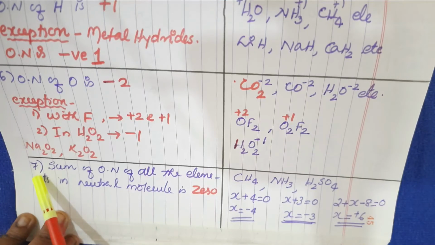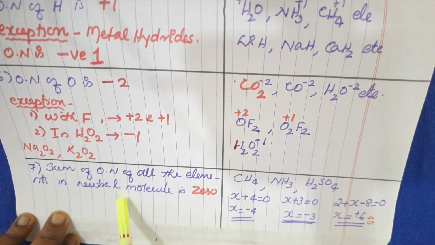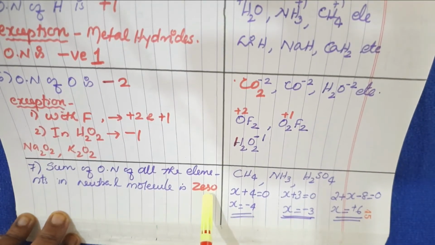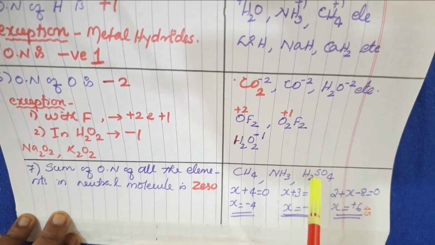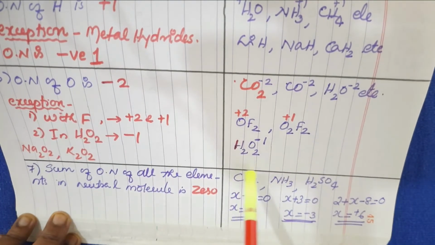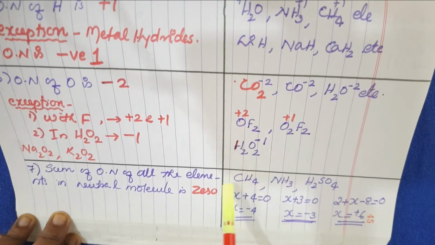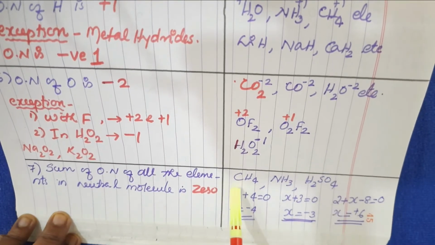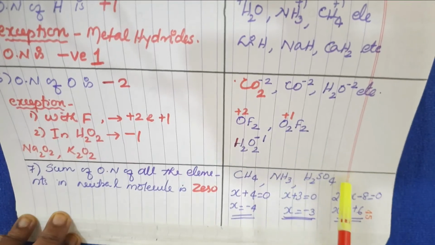Now see the seventh rule. The sum of oxidation numbers of all the elements in a neutral molecule is 0. What's the meaning? What is a neutral molecule? A neutral molecule means there is no charge. Here, in the case of methane, ammonia, H2SO4, you can see they are neutral molecules because we can't see any charge on the molecule. Therefore, they are neutral molecules. In the case of these neutral molecules, the sum of oxidation numbers of all the elements is equal to 0.